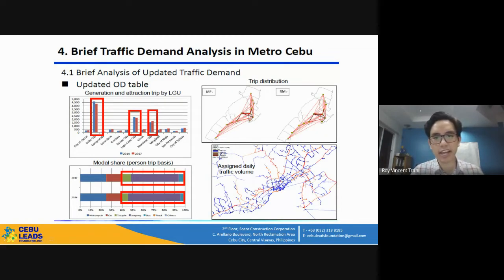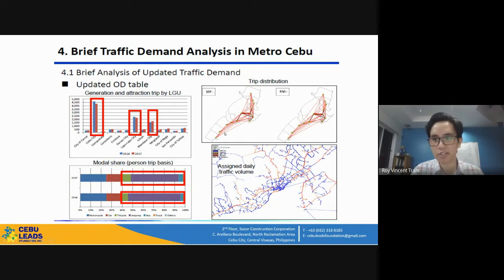So they did an analysis of the traffic demand in Cebu City. Let me see, it's actually going down. In 2014, the generation and attraction trip by LGU went down, from 4,500 trips to almost 4,000, maybe minus 300. Lapu-Lapu City is decreasing as well in trip generations, while Mandaue City is increasing. So Mandaue is a bit on the right side next to Cebu, and Lapu-Lapu is this island over here.